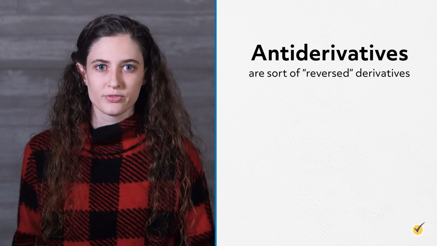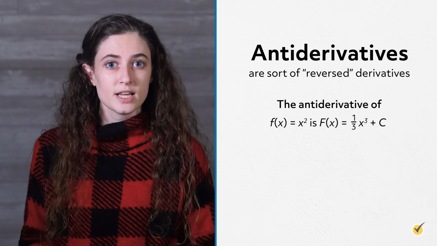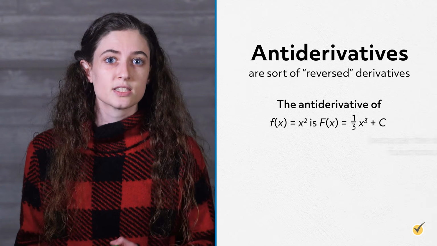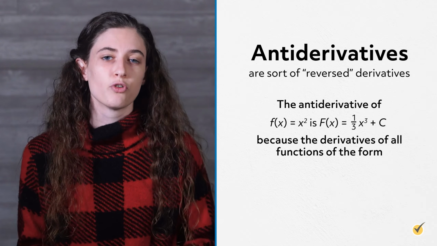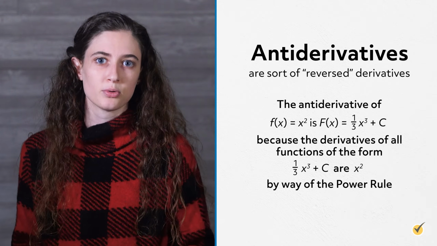Also recall that antiderivatives are sort of reverse derivatives. In other words, the antiderivative of f of x equals x squared is big F of x equals 1/3 x cubed plus c, because the derivatives of all functions of the form 1/3 x cubed plus c are x squared by way of the power rule.